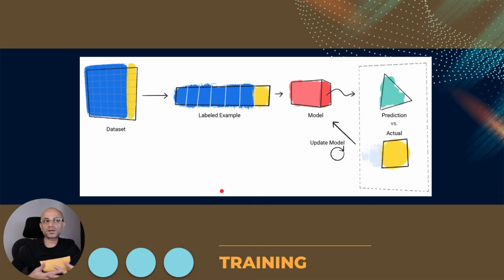So when you are training, you will give your data set to your model as part of the training. For each labeled example, the model will try to predict the output. And after predicting, it tries to compare it with the label, the output, which is part of the data set. So it will compare the prediction versus the actual one. Based on that, it will fine tune and update the model so that it can generate almost similar output. So this is part of the training.